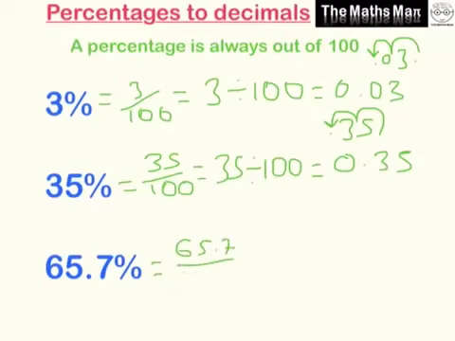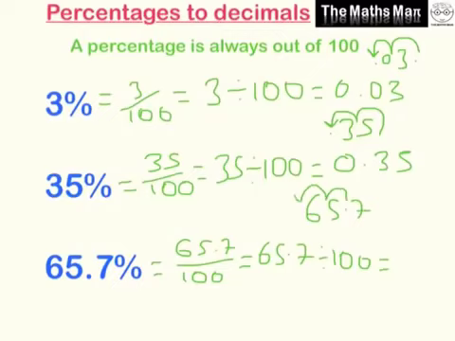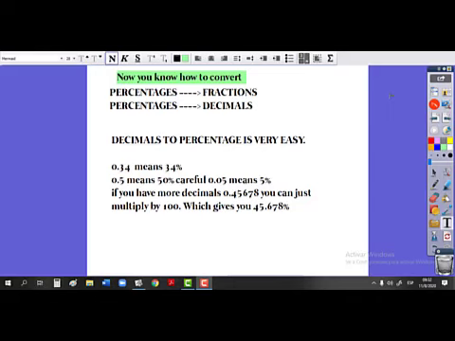65.7 over 100. That's the same as saying 65.7 divided by 100. So we write our number out, 65.7, and we move the decimal point once and twice. So the decimal point now ends up over here. So our new number is 0.657. And that there is how we convert percentages to decimals. So now you know, or you remember, how to convert percentages to fractions and how to convert percentages to decimals.